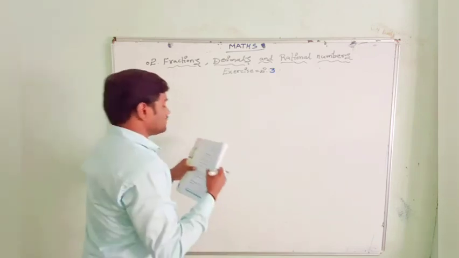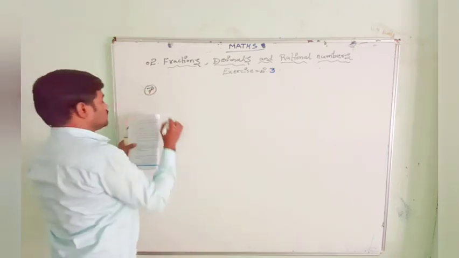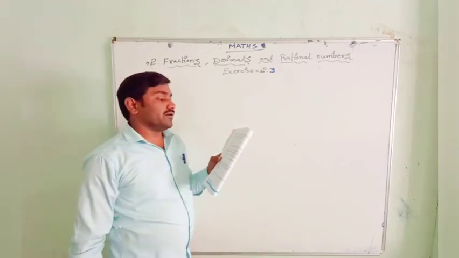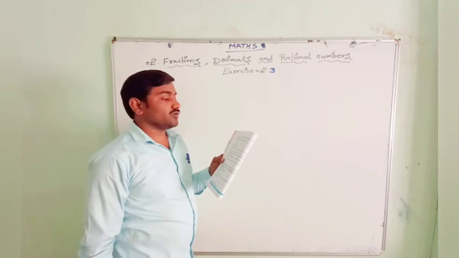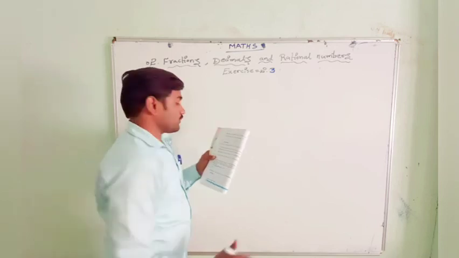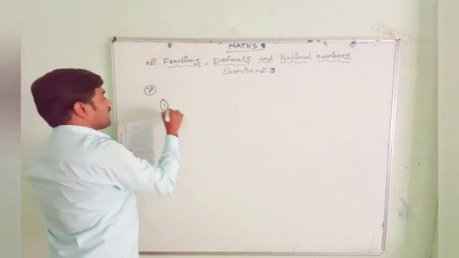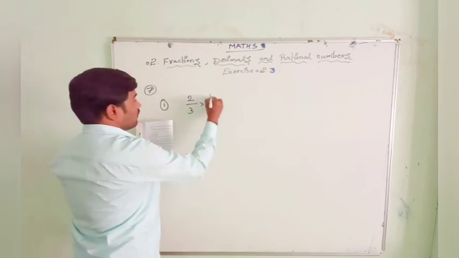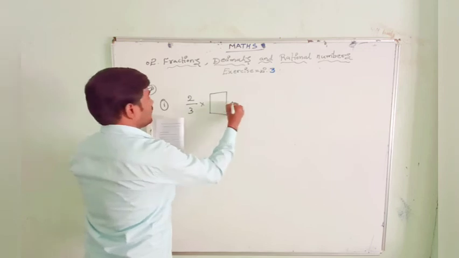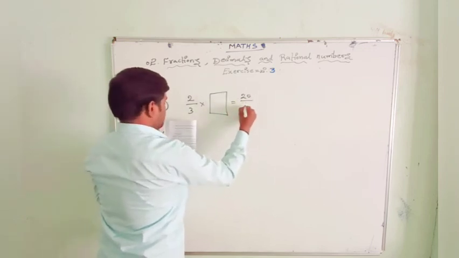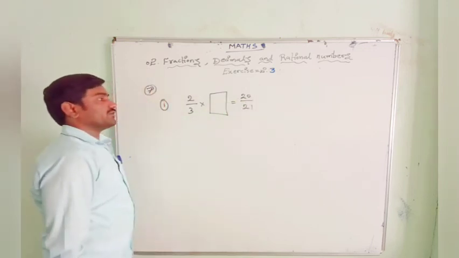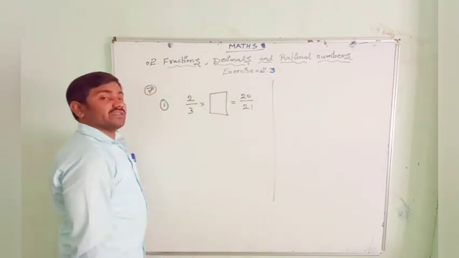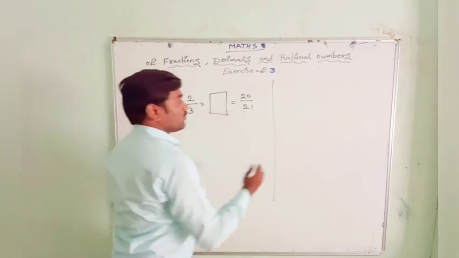So the last one of this exercise, 7th question. Provide the number in the box to make the statement true. So they have given a fill in the blank only. See, 2 by 3 into one box they have given here, that equals 20 by 21. So we have to provide a number here in the box to make this statement true.